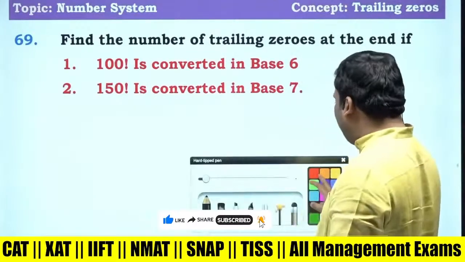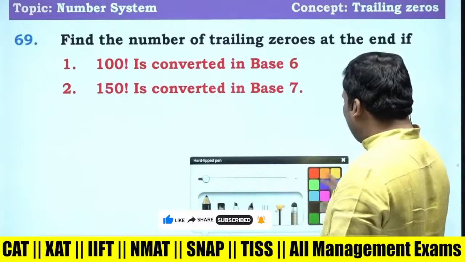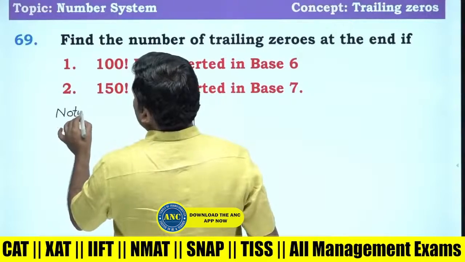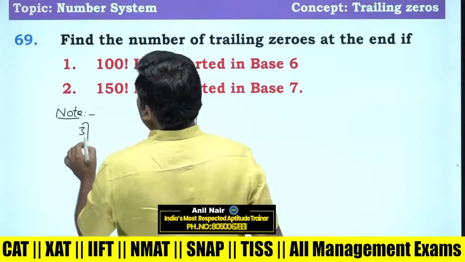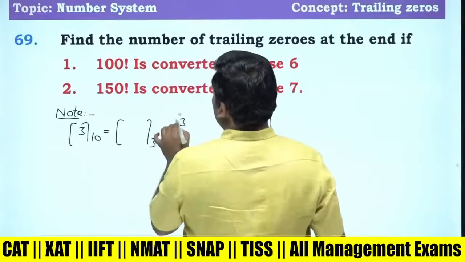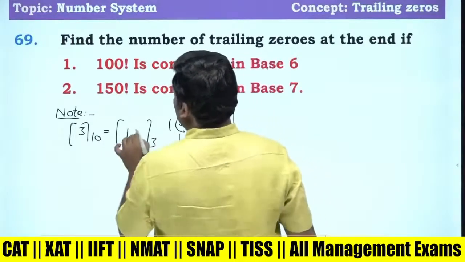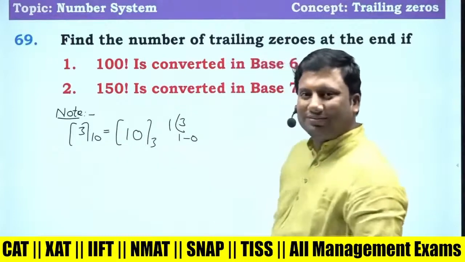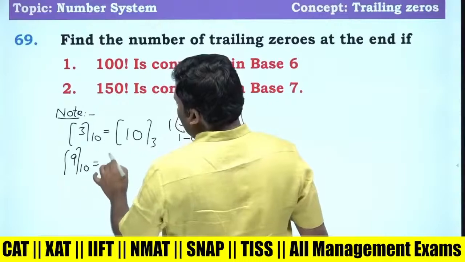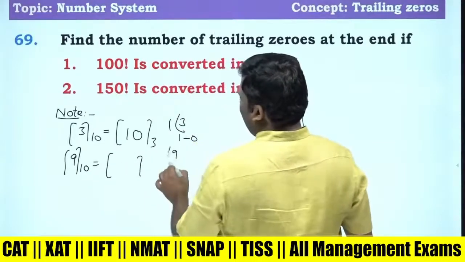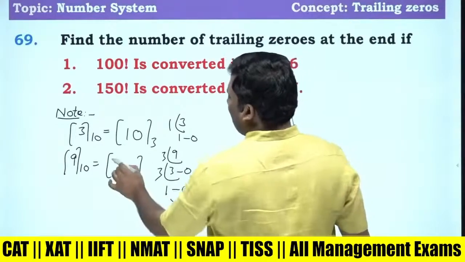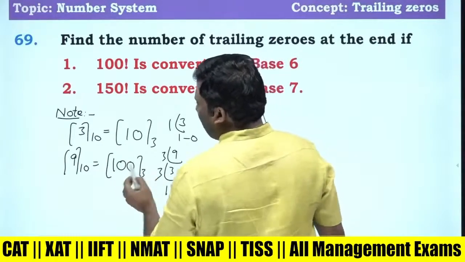69th question. Please write down a note. Write down a beautiful note, sir. Note: 3 in base system 10, if I convert into base system 3, it is 1 0. Now 9 in base system 10, in base system 3: 3 3s are 9, remainder 0, 3 1s are 3, remainder 0. So 1 0 0 in base system 3.